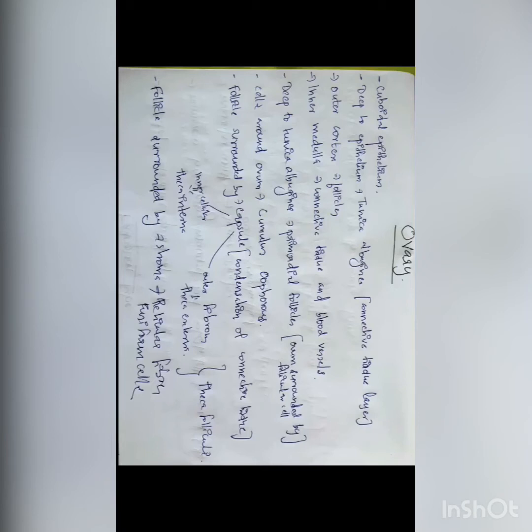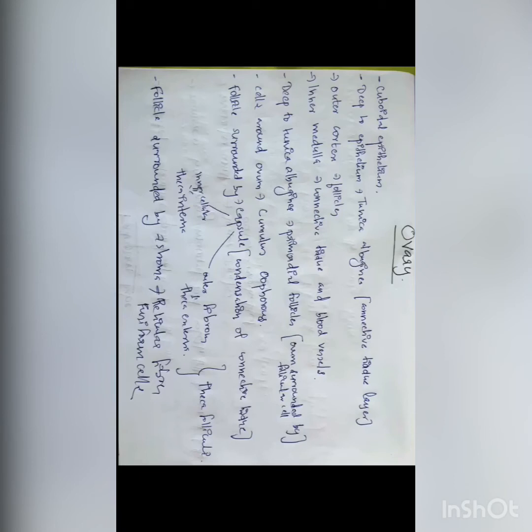Just deep to the tunica albuginea, many primordial follicles are present, each of which contains a developing ovum surrounded by flattened follicular cells. Large follicles have a follicular cavity surrounded by several layers of follicular cells. The cells surrounding the ovum constitute the cumulus oophorus.